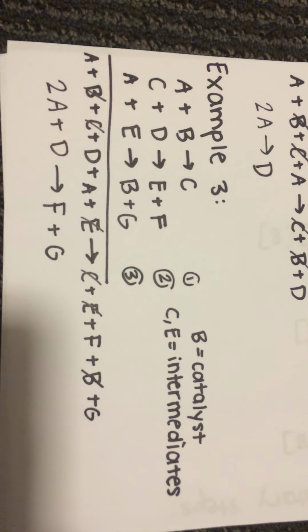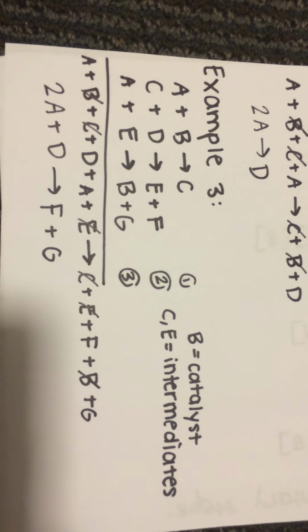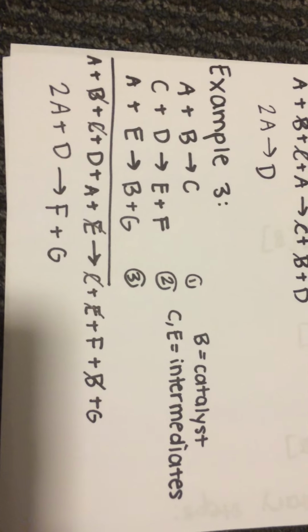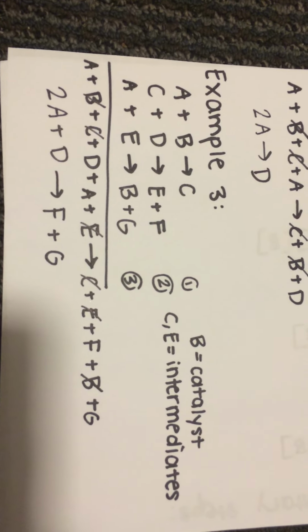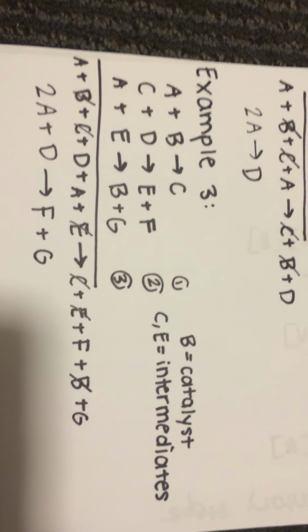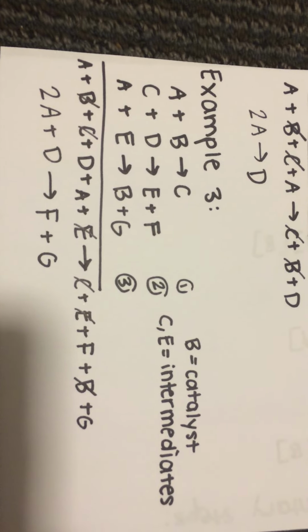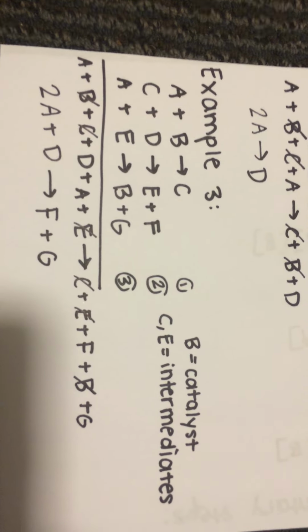And in the mechanism, B is a catalyst because it gets used up in the first step and is then produced in the third step. And C and E are intermediates because they get produced and are then used up in another reaction.